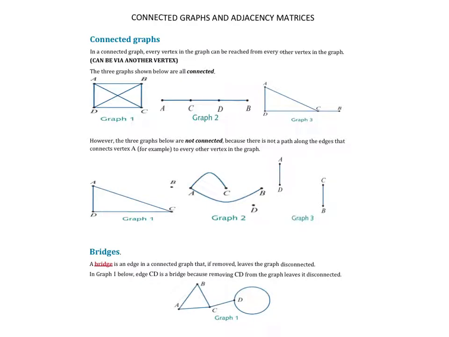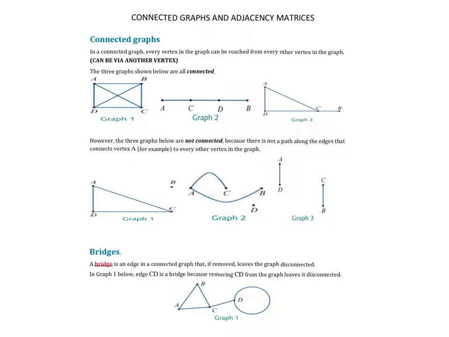More definitions here. So we're starting by looking at connected graphs. And what is a connected graph? Well, every vertex in the graph can be reached from every other vertex in the graph. Basically, we are not taking our pencil off the network. If we have to take our pencil off to get to another vertex, then it is not connected. So remember, it can go via another vertex.